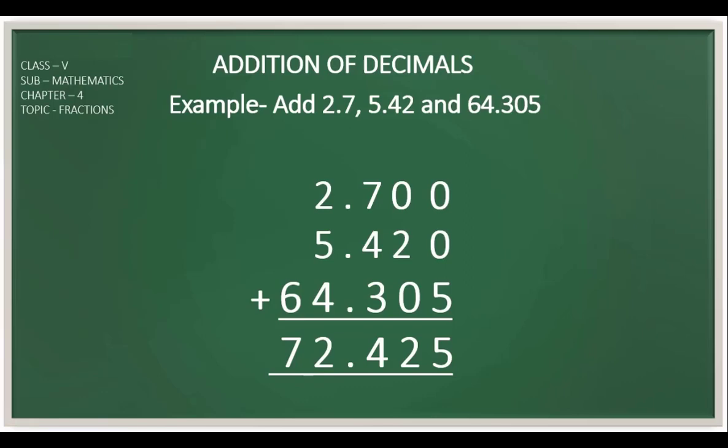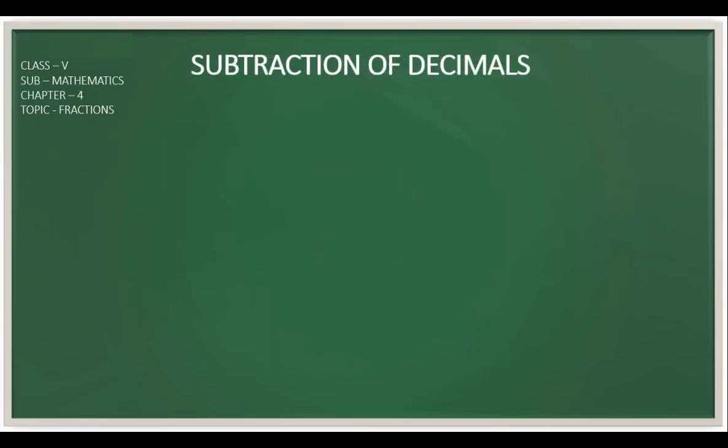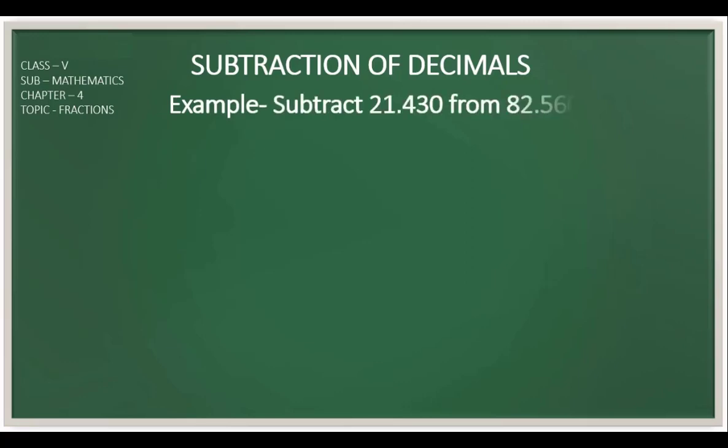Now, subtraction of decimals. This will be done in the same manner as we have done addition. The only difference is that here we will subtract the numbers. So, let's see an example. Subtract 21.430 from 82.560. So let's write the smaller number below the greater one.